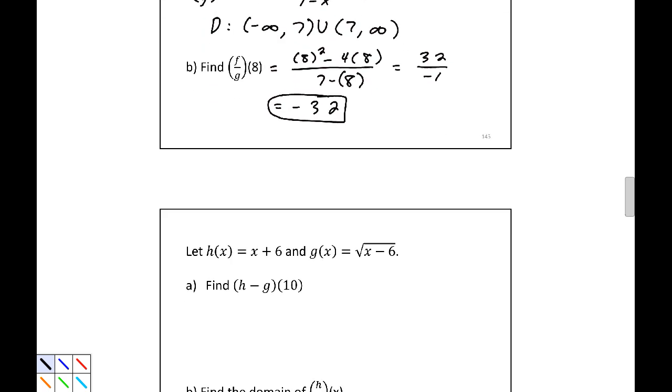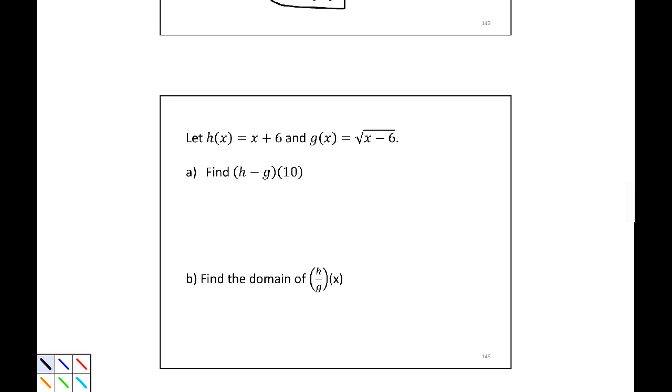Now for our last example of this type, let h of x equal x plus 6 and g of x equal the square root of x minus 6 as a quantity. First question is find h minus g of 10. And I would much prefer to find h minus g first. So this will be h of x minus g of x. All right. Well, h of x is x plus 6 minus the square root of x minus 6. Now there are no terms I can combine there, so let's evaluate this at 10.